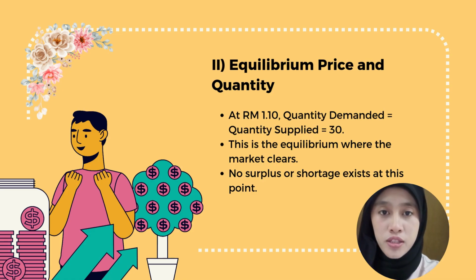By plotting the demand and supply curve, we find the equilibrium point where quantity demanded equals quantity supplied at 1 ringgit 10 cents and 13 units. At this price, the market is balanced with no shortage or surplus. This equilibrium is crucial for ensuring efficient resource allocation in the rice market.